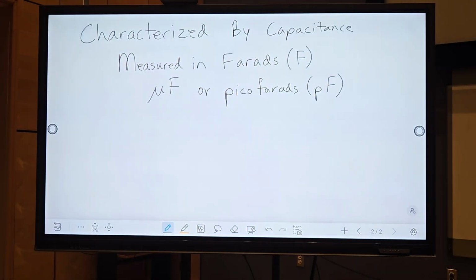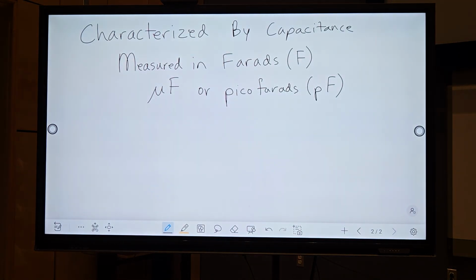A 1 farad capacitor would be so large you would probably have a hard time picking it up. It's just a large unit. So microfarads or picofarads are commonly used in electronic circuitry.